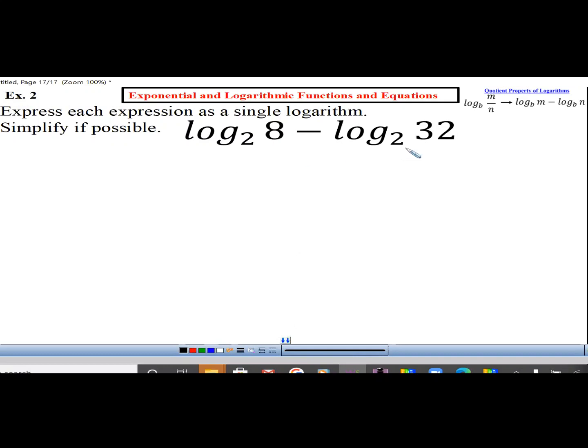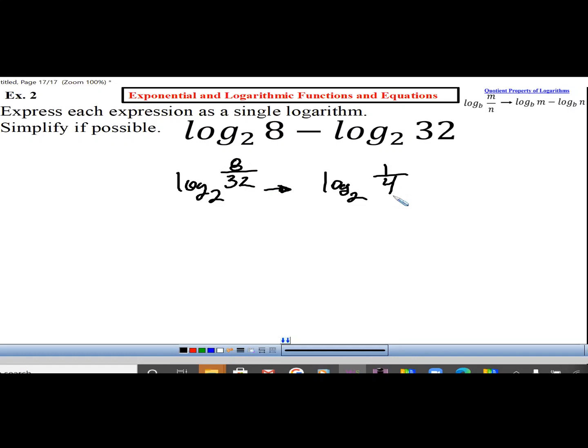What do you guys notice? Do we have the same log? Yeah, so we write log base 2. What happens to the given numbers? Oh, we divide them. 8 divided by 32. Okay. Can we simplify this fraction here? Yeah, so this is log base 2 of 1/4. If we divide top and bottom by 8, it gives us 1/4.